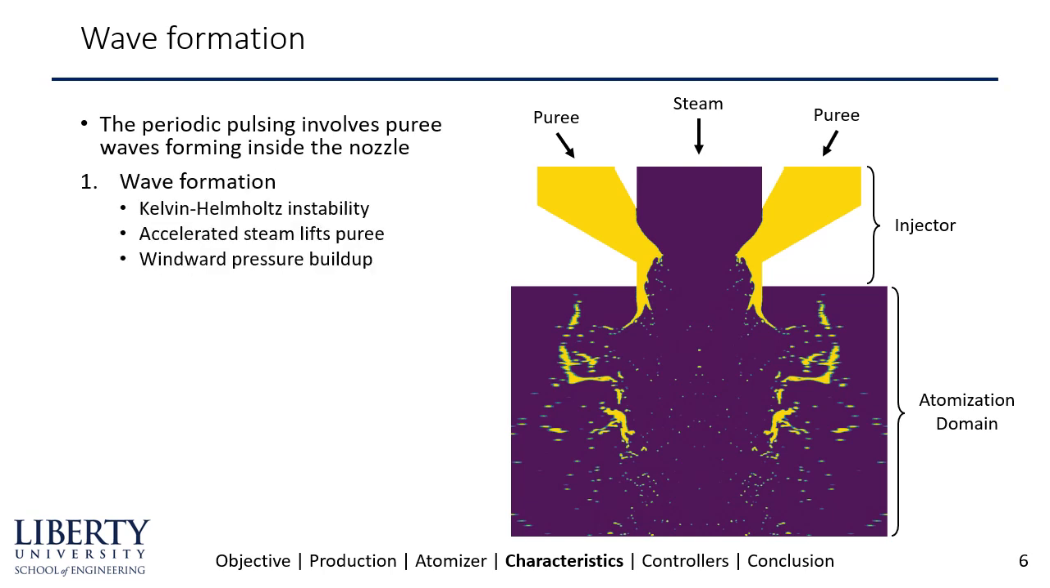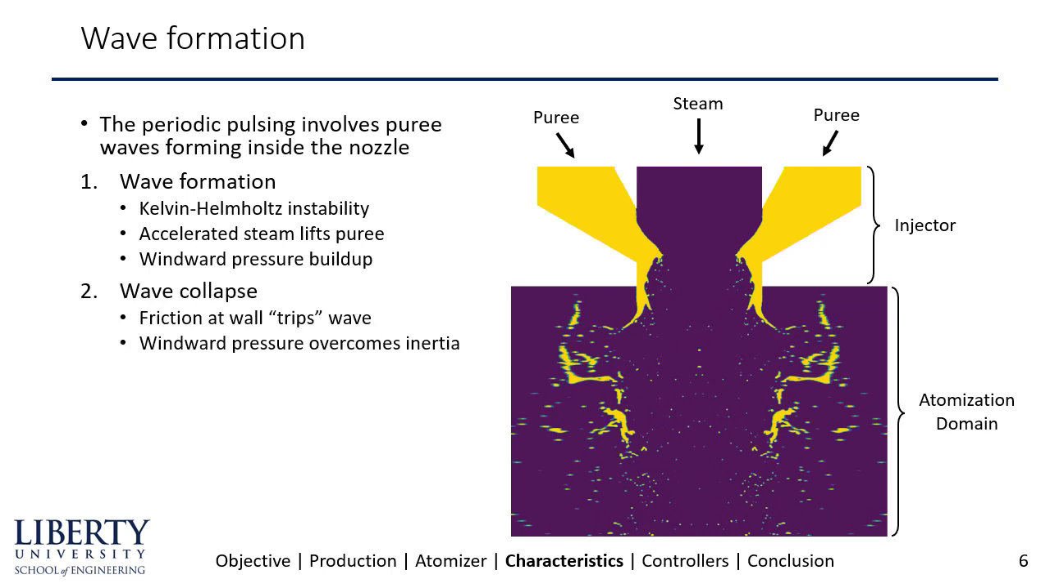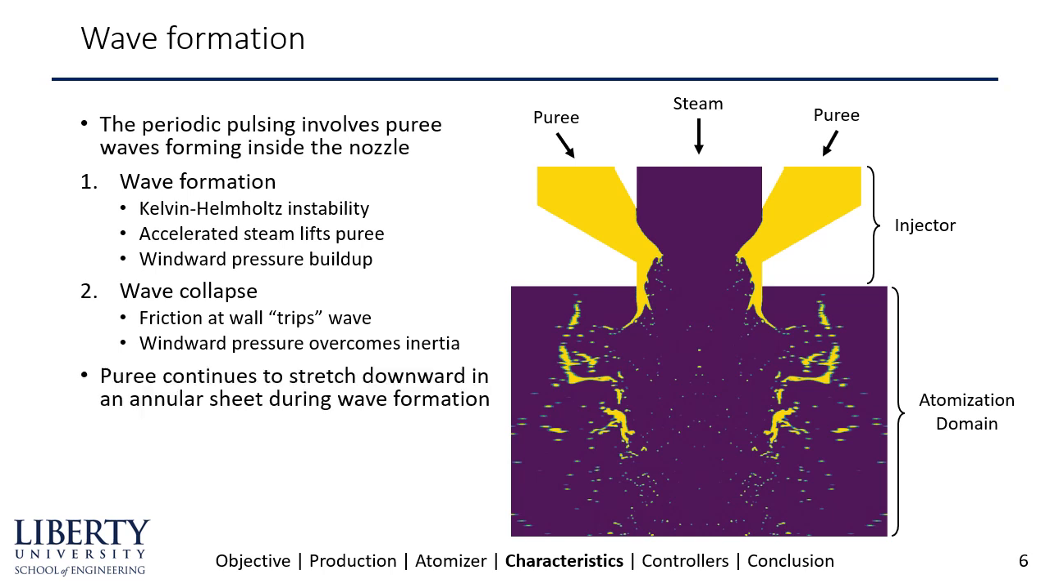And we break this wave process up into two phases. First, wave formation, and second, wave collapse. With wave formation, we have the Kelvin-Helmholtz instability. The accelerated steam helps lift the puree. And because of the high blockage ratio, we have a strong pressure buildup on the windward side that is behind the waves. And then as the wave collapses, friction at the wall helps trip, so to speak, the wave, and the windward pressure overcomes the inertia.